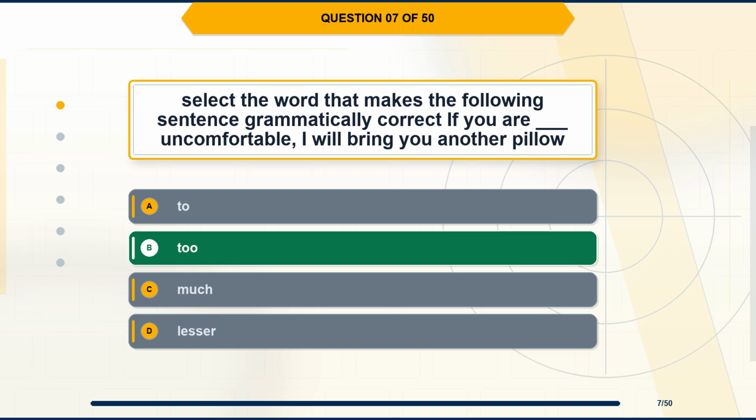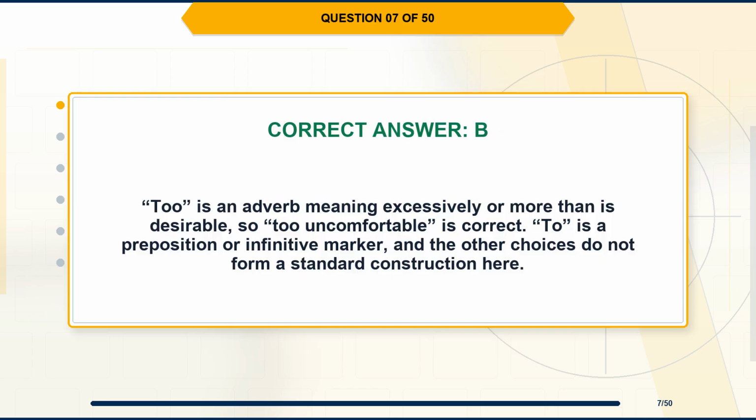The correct answer is option B. To. Explanation. To is an adverb meaning excessively or more than is desirable, so too uncomfortable is correct. To is a preposition or infinitive marker, and the other choices do not form a standard construction here.